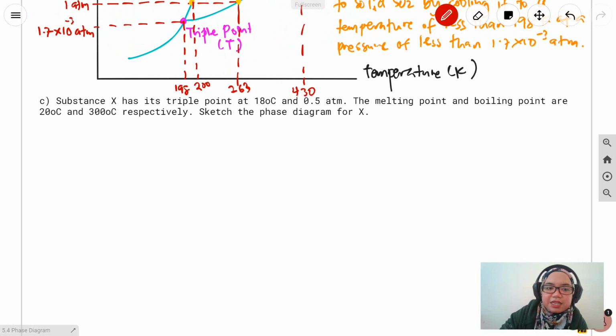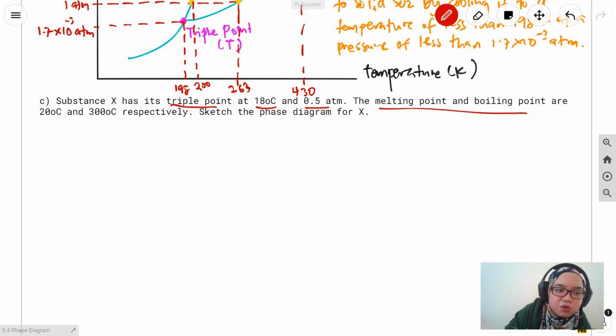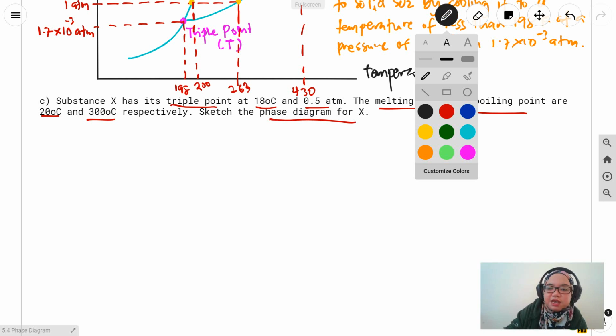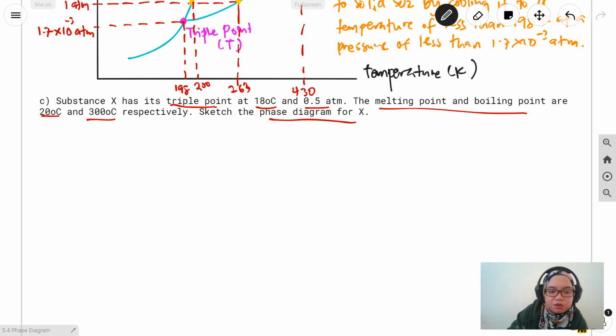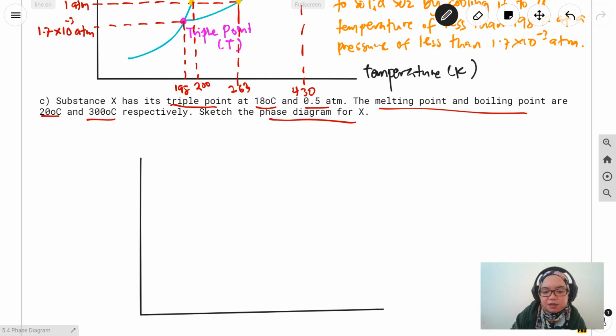Okay, let's do this together. Dia kata, substance X has its triple point at 180 degrees Celsius and 0.5 atm. Okay, the melting point and boiling point are 20 degrees Celsius and 200 degrees Celsius respectively. Sketch the phase diagram for X. Sama juga. First step, kita kena lukis axis dia.